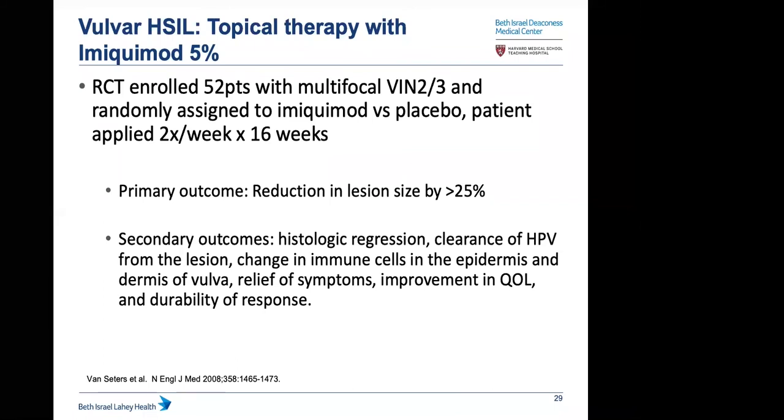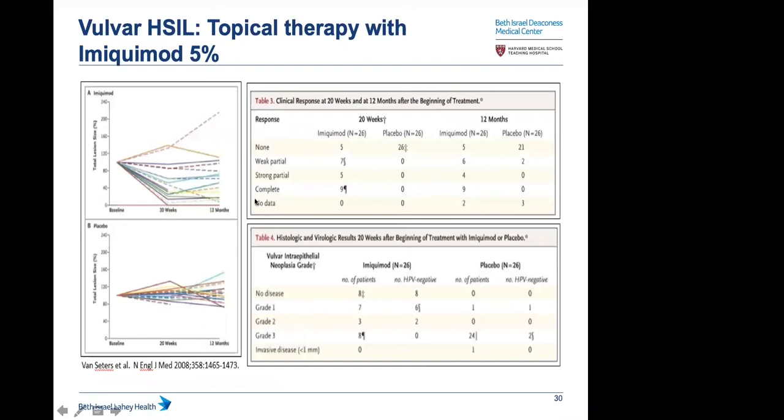These looked at histologic regression, clearance of HPV from the lesion, change in immune cells in the epidermis and dermis of the vulva, relief of symptoms, improvement in quality of life, and durability of response. This is a little bit of a busy slide, but in this panel on the left, this figure is figure one from the paper. This compares the response for patients in the imiquimod arm to the response to therapy in the placebo arm. And this shows all of the patients at this mark here at baseline.